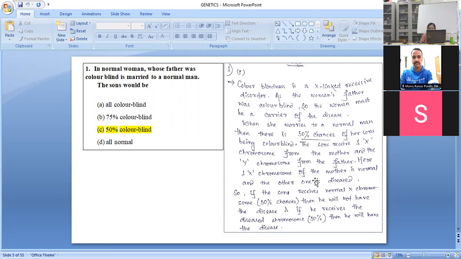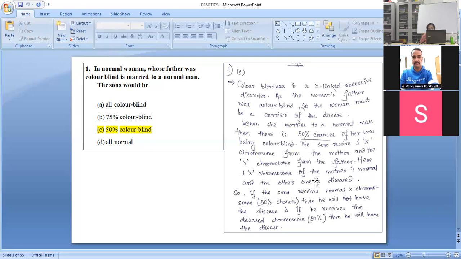So we are talking of a normal woman who has X and X chromosomes, no color blindness, but whose father was colorblind, and who is married to a normal man. So a normal woman is married to a normal man, but the normal woman's father was colorblind.